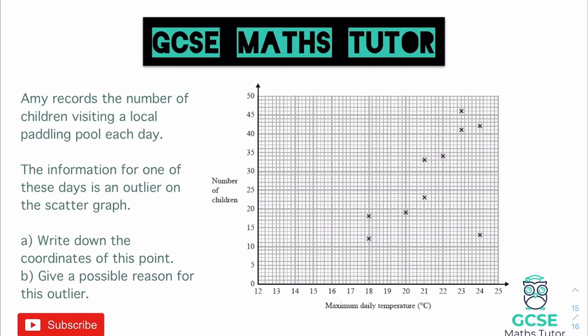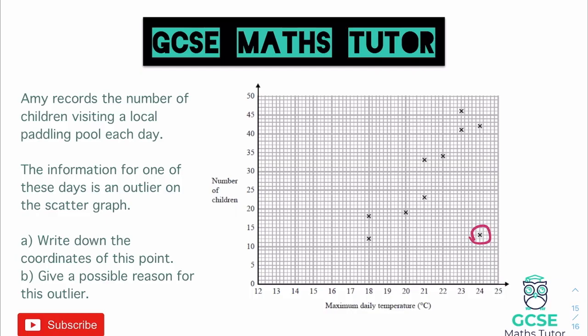Okay, so looking at an outlier. Now an outlier can kind of appear anywhere, but we tend to look at it when it comes up on scatter graphs. So it says here, Amy records the number of children visiting a local paddling pool each day. The information from one of these days is an outlier on the scatter graph. Now hopefully when you look at it, you can see which one the outlier is. It's one that lies outside of the usual trend of points. So if we look at this one, you can see that this point just here is outside of all the usual points which would normally follow this kind of line of best fit that we could draw in just there. Obviously I've just drawn a little sketch in. So that is the point which is the outlier.